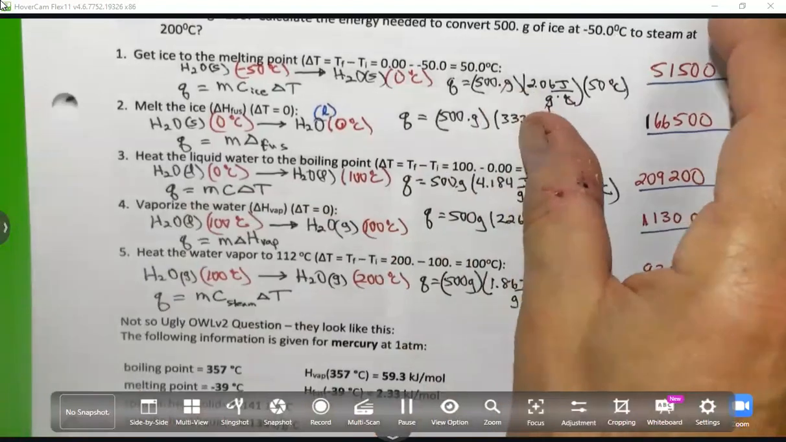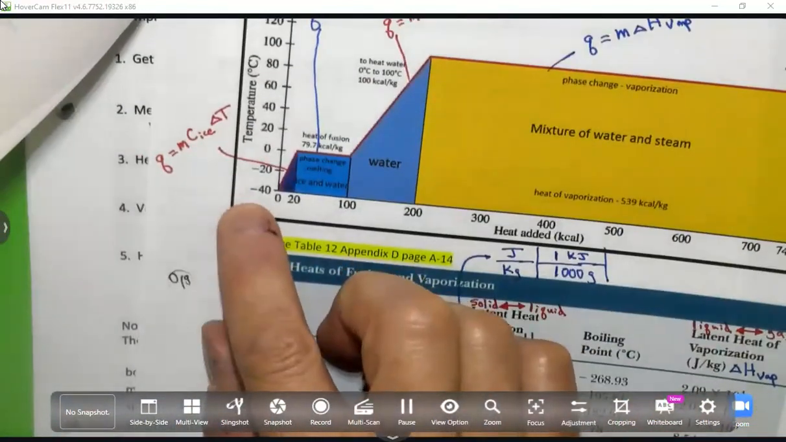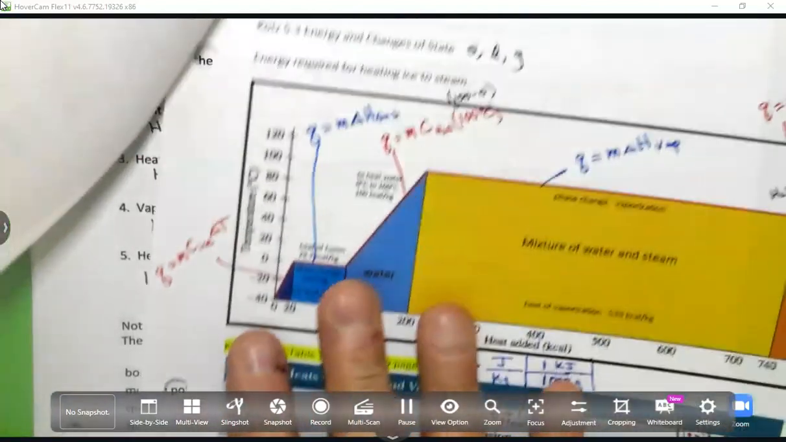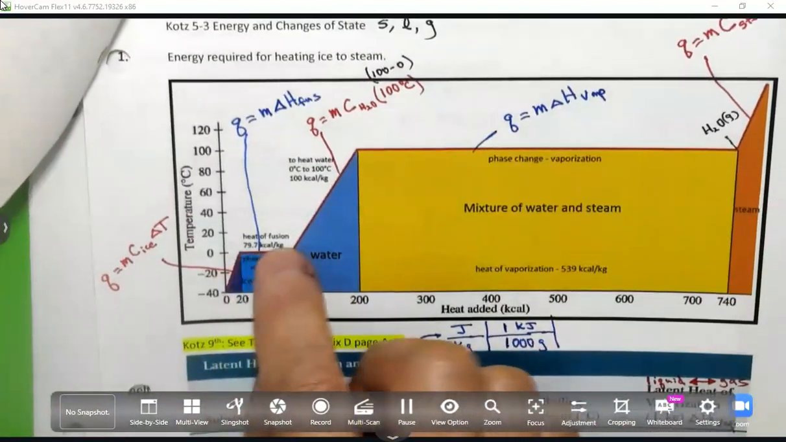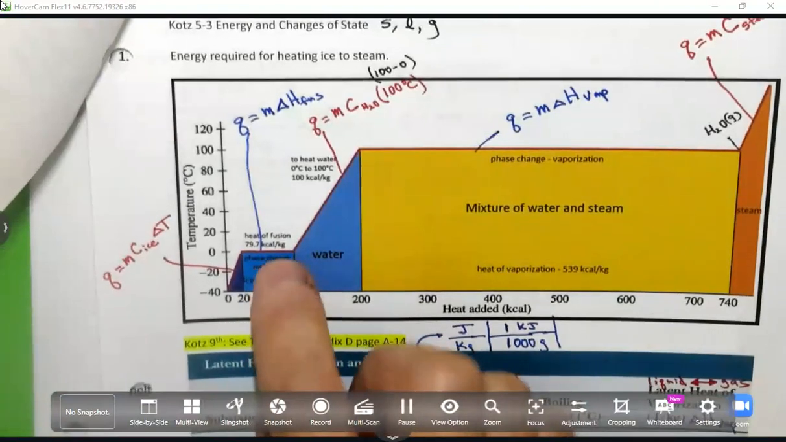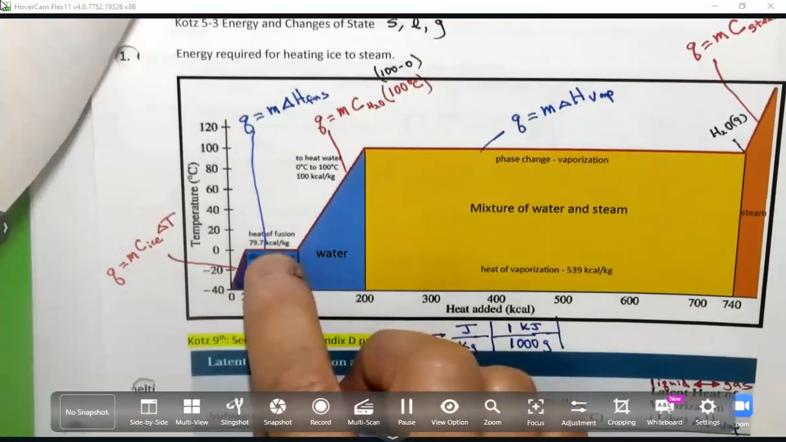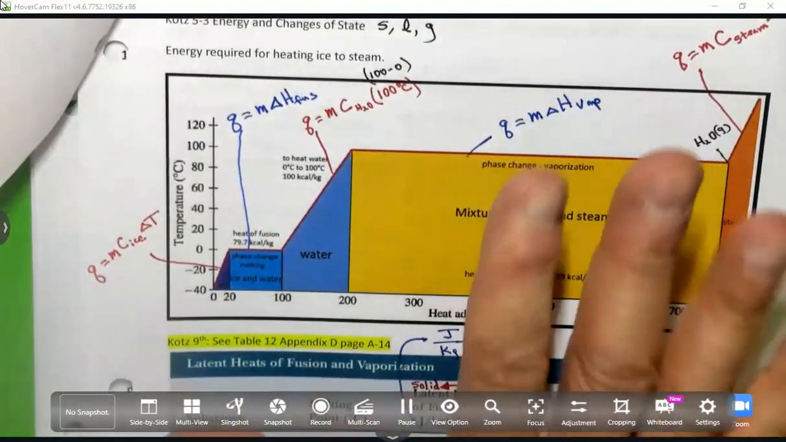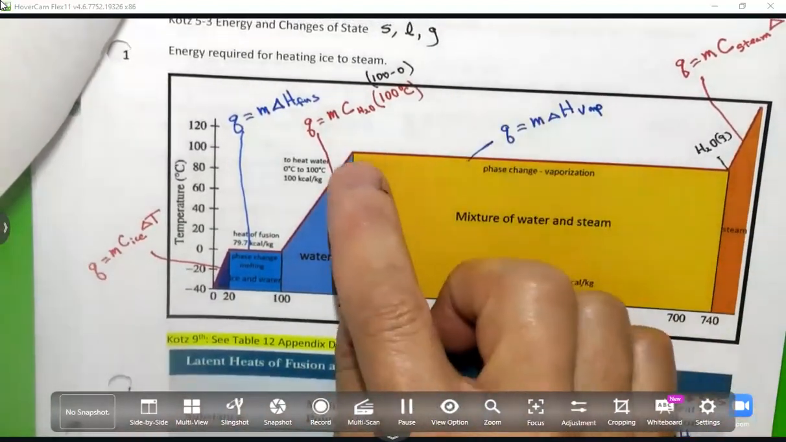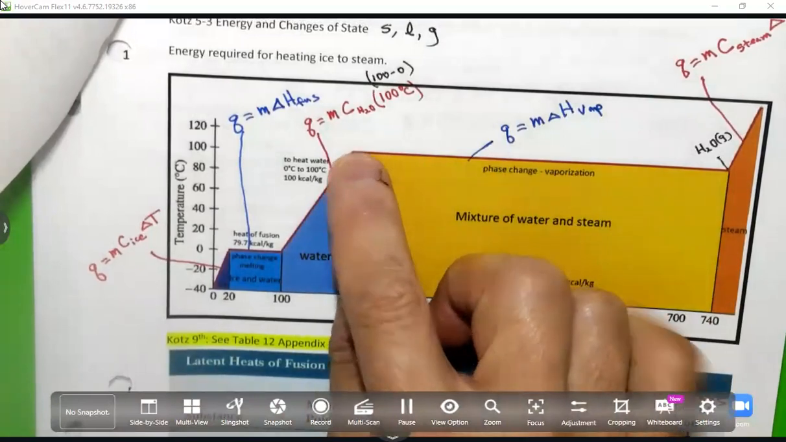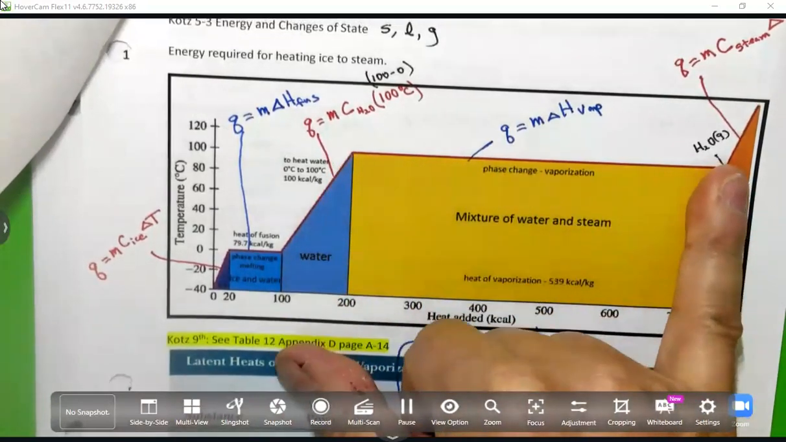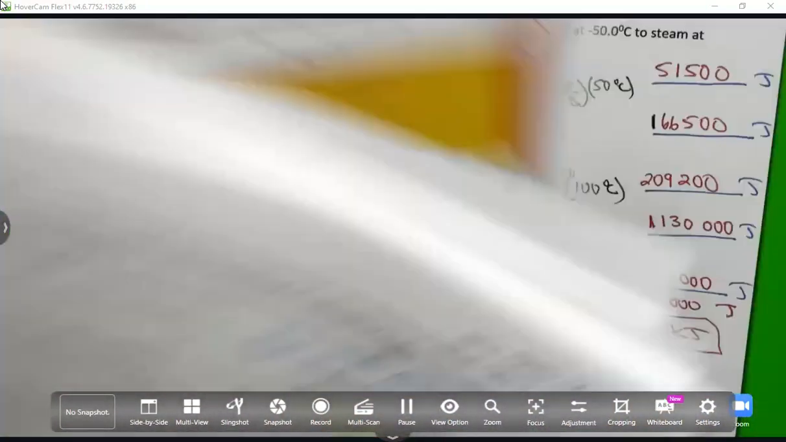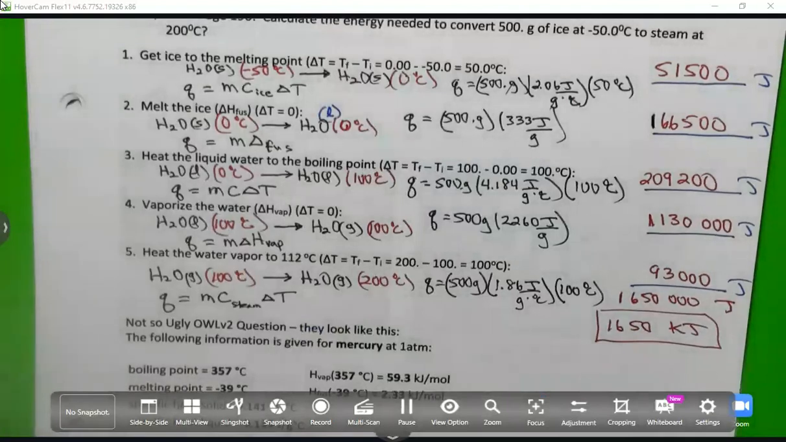And if we wanted to, we could graph it something like this. Starting at -50, we did all these calculations, right? Remember, these flat lines, the temperature does not change. Enthalpy of fusion here to melt your ice. Enthalpy of vaporization here, no temperature change, flat line. To get your liquid water here at 100 to steam at 100, H2O gas, right? But 5 calculations. Okay, let's look at an OWL question.